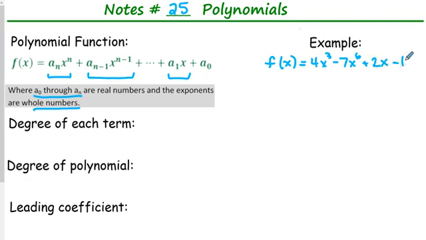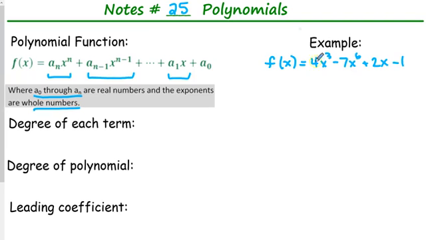And I purposefully wrote the terms out of order. See, you might expect them to be in descending powers of x, and if they are in descending powers of x, it's called standard form. But I purposefully wrote it this way because of the example I want to work through as we go down this page. So that's an example of a polynomial.